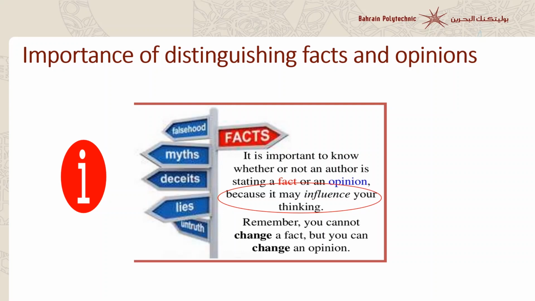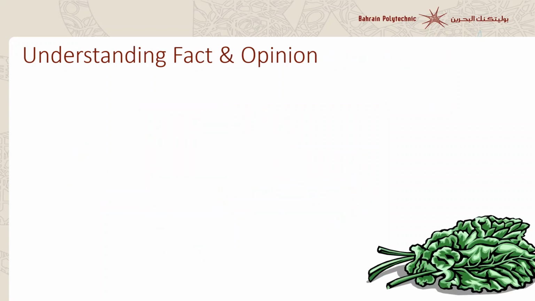As a reader, you have to be able to identify what is true from what is not in a persuasive text because it influences the decision you would make later on. And one way of doing that is by distinguishing facts and opinion. So what is a fact and what is an opinion?